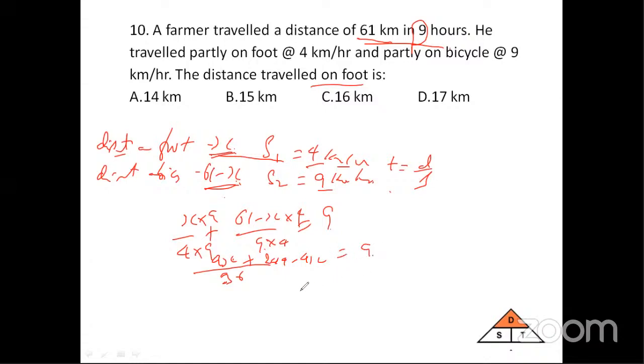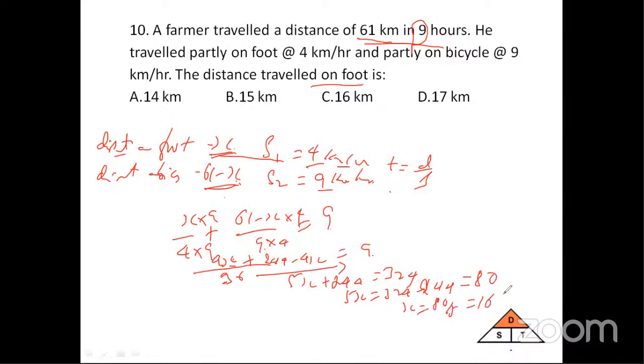So on solving this, we get 9x minus 4x, 5x, plus 244 is equal to 9 into 36, that is 324. So 5x is equal to 324 minus 244. How much do we get? We get 80. So x is equal to 80 by 5, is equal to 16 kilometers. So the distance traveled on foot, this x, is 16 kilometers.